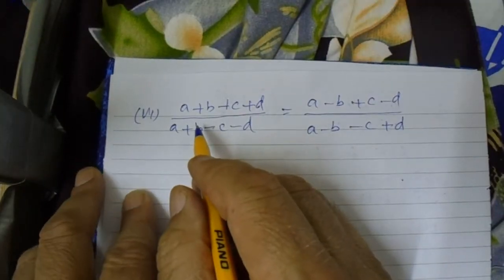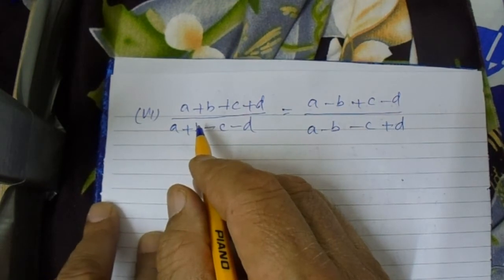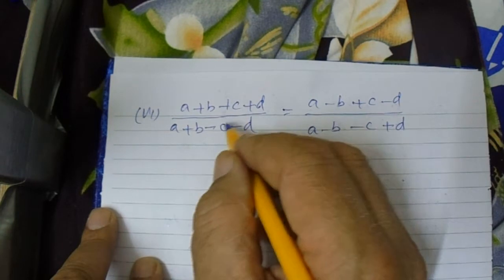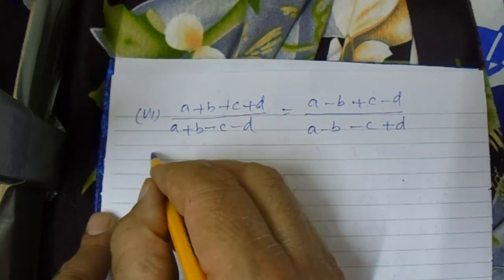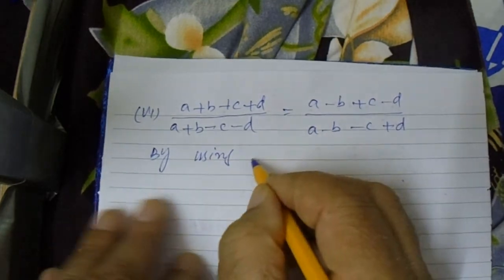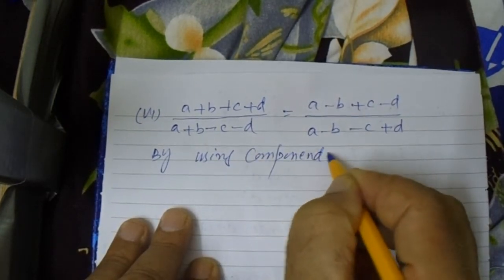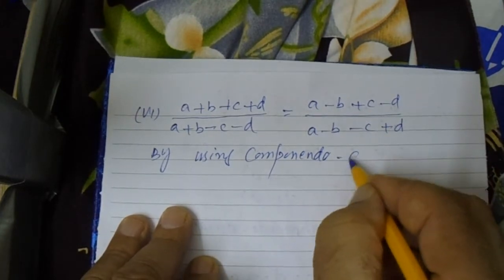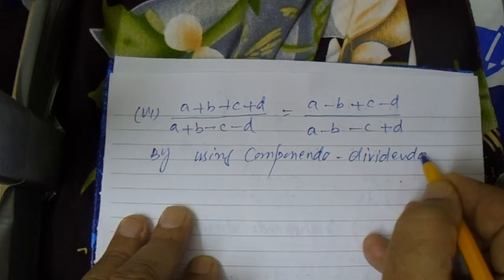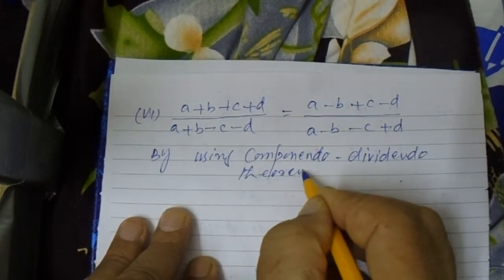Now this is the sixth part of question number 1 of exercise 3.4. Again we use here the componendo and dividendo theorem.